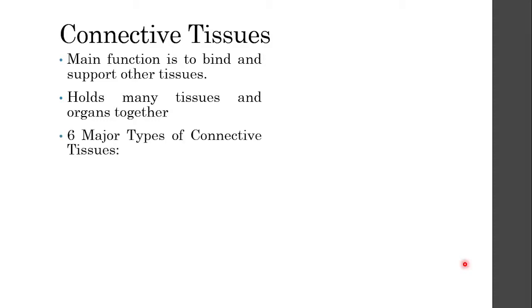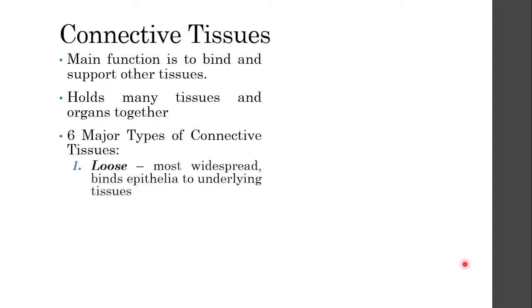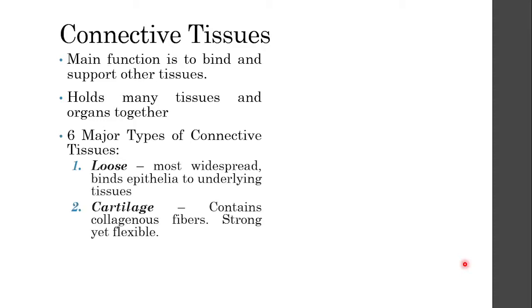The next tissue that we have is connective tissue. Like I said, connective tissue's main function is binding and supporting other tissues, as it holds many tissues and organs together. There are 6 types of connective tissue. First is loose, which is the most widespread connective tissue, and it binds the epithelia to the underlying tissues. So the skin is connected, for example, to your muscles via loose connective tissue.